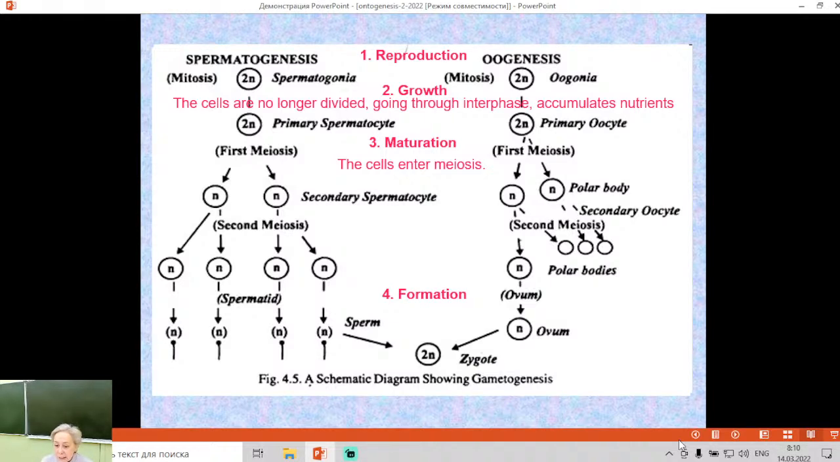And you see on this slide that primary spermatocyte undergoes meiosis. After first meiosis, primary spermatocyte divides into two daughter cells and the name of these cells is secondary spermatocyte. That is, one primary spermatocyte divides into two secondary spermatocytes. Each secondary spermatocyte has 1n2c, because the first meiosis is a reduction cell division.